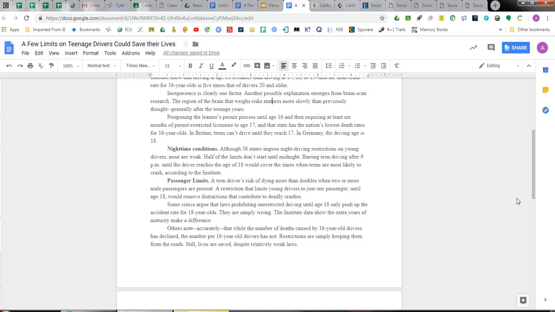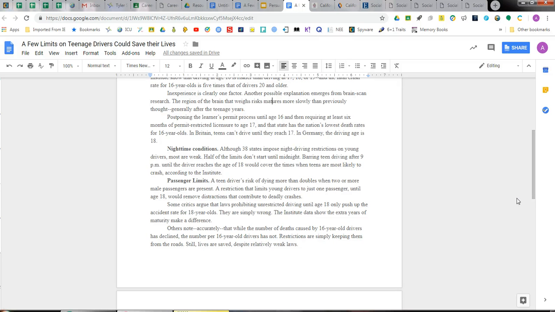A teen driver's risk of dying more than doubles when 2 or more male passengers are present. A restriction that limits young drivers to just 1 passenger until age 18 would remove distractions that contribute to deadly crashes. Some critics argue that laws prohibiting unrestricted driving until age 18 only push up the accident rate for 18-year-olds. They are simply wrong. The Institute data show the extra years of maturity make a difference.